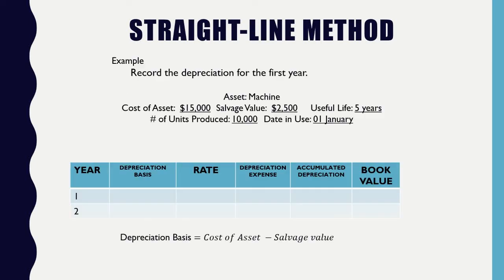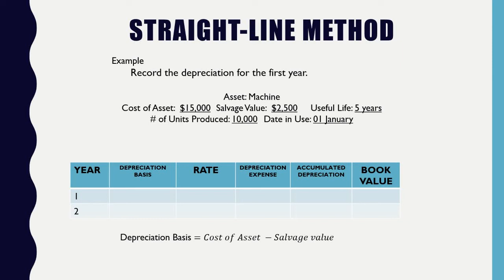So let's go ahead and take a look at an example. Right here we have a $15,000 machine. Its salvage value is $2,500. Its estimated useful life is 5 years. The number of units that it could produce is 10,000, and the date that you place it into service is January 1st.